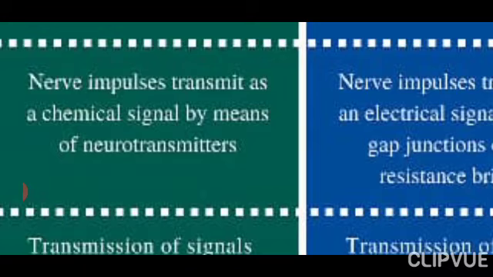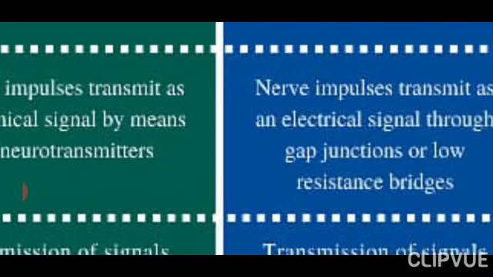In the chemical case, there's no direct contact between the presynaptic membrane or presynaptic neuron and the postsynaptic neuron. Instead, neurotransmitters are released into the space between the two neurons called the synaptic cleft. Whereas in the electrical case, there's direct contact and a gap junction that works like a bridge connecting the two neurons to each other, and this allows passage of ions from the presynaptic neuron to the postsynaptic neuron.